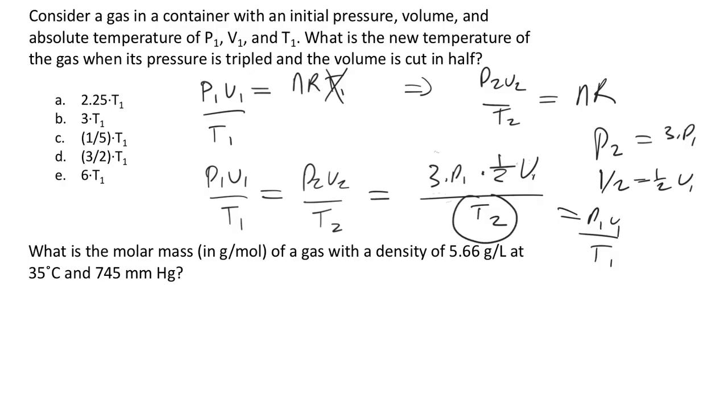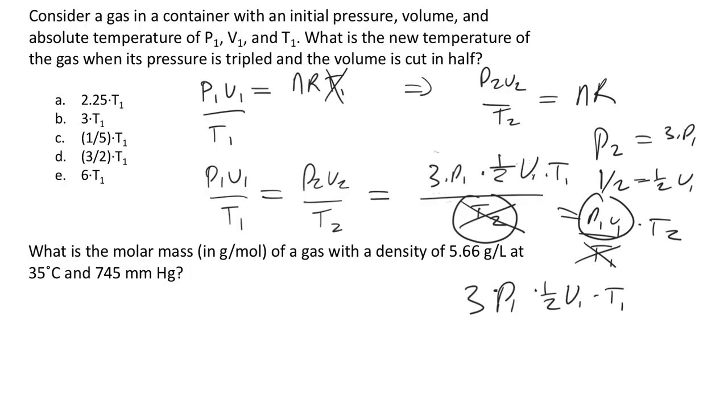So let me multiply T2 over to this side here. And then let me multiply T1 over to this side here. And then divide both sides by P1 over V1. So let me rewrite this. So 3 times P1 times 1/2 times V1 times T1 would be equal to P1 V1 times T2 so far.